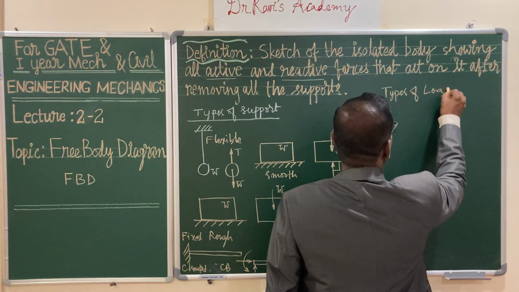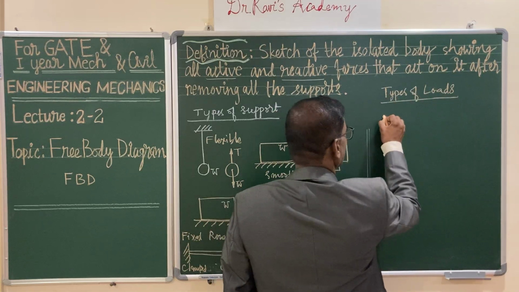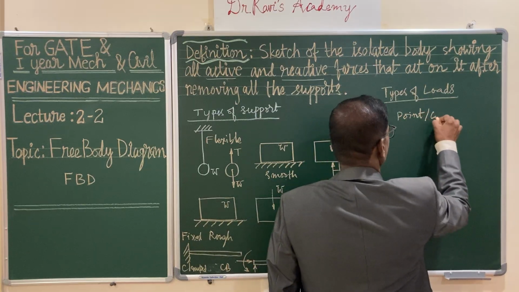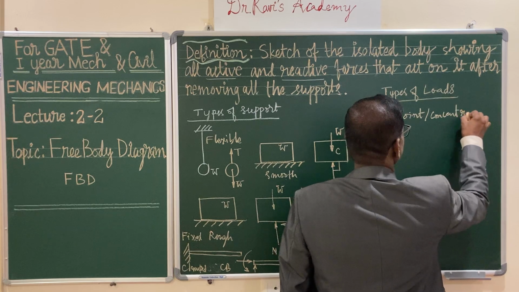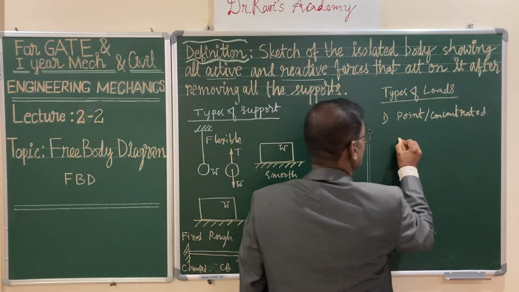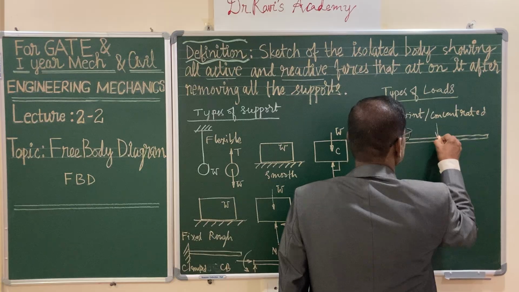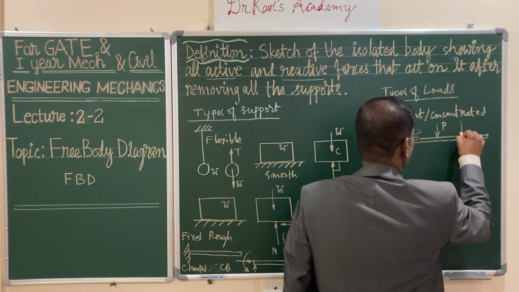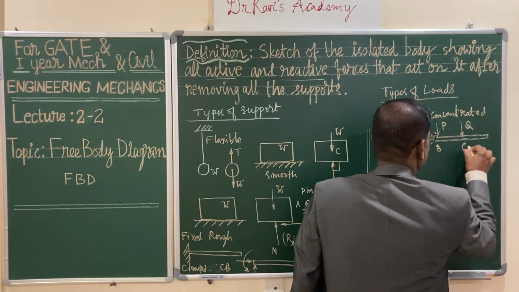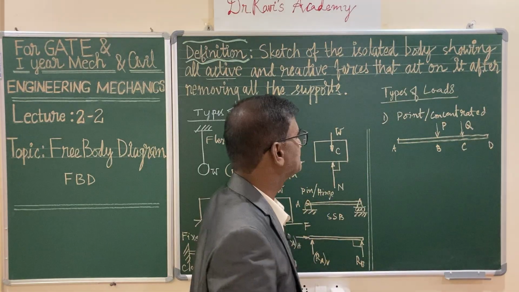Let me discuss the types of loads. As you know, you have three types of loads. One is the point load, which is also known as a concentrated load, and this is usually acting at a point. Let us consider a beam, with a load P and another load Q, acting at, let us say, point B and at C, and the other end is D. So this is exactly what is known as a point load, right?